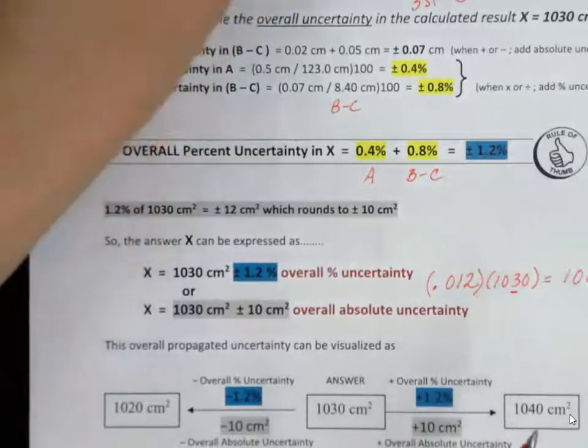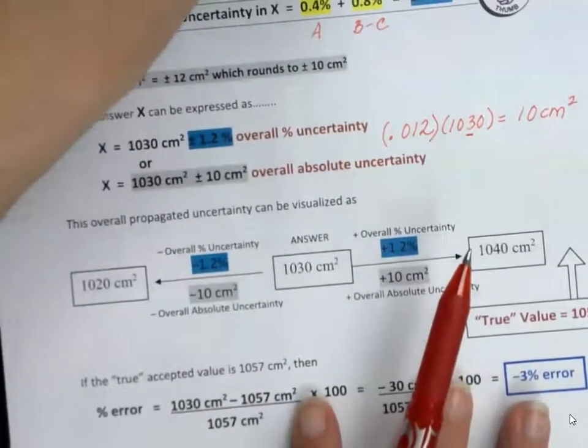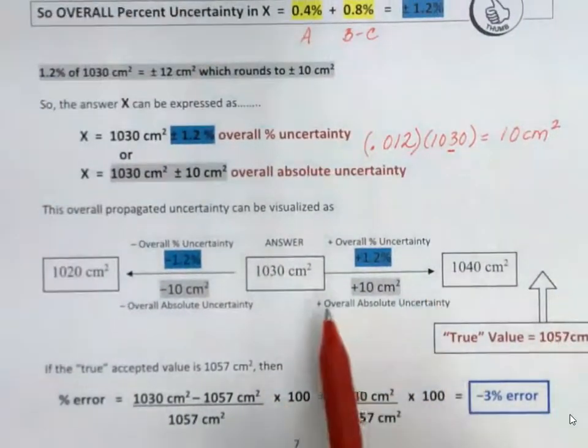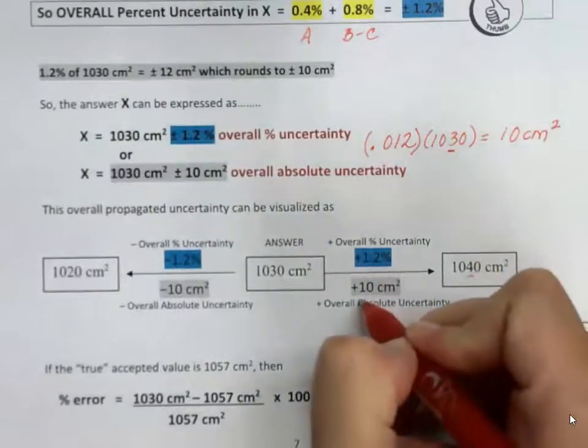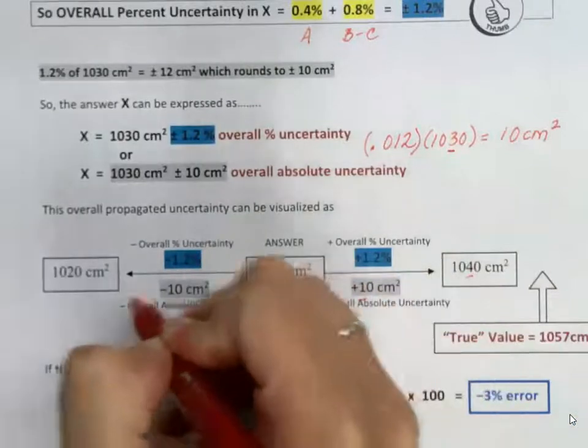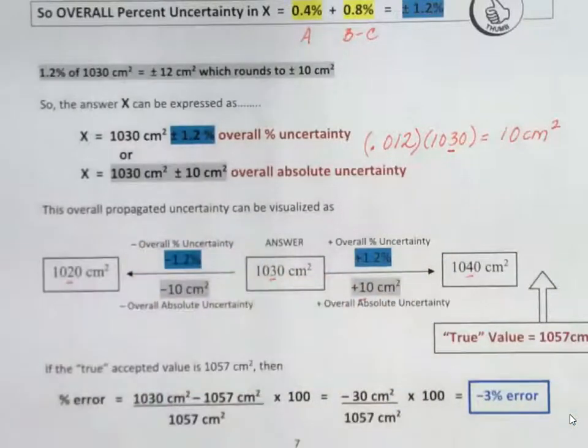Because you can see below in the visual, we're adding 10 to the 30. And so you can see that the place value for all of those has to be the same when you're adding.